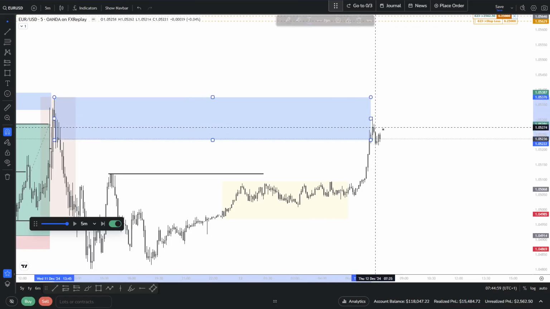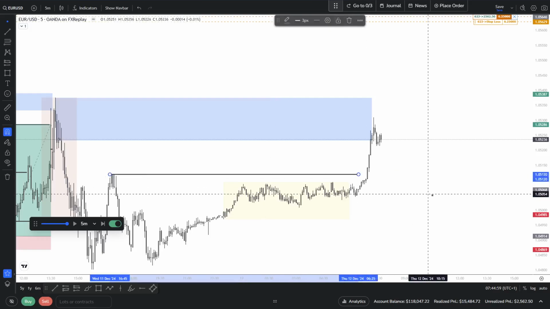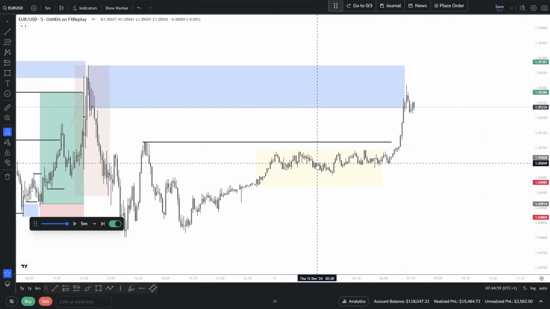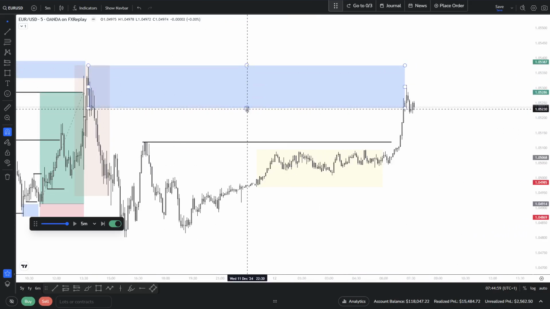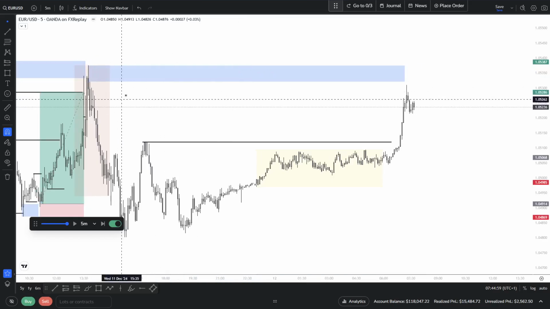Obviously, your zone needs to be 100% correct, right? You can refine afterwards, but don't over refine. Get the whole range, right? Get the whole POI, and then once price is properly induced into that, now you can look for the refinements. But just don't take like this is your refinement and this is your refinement.